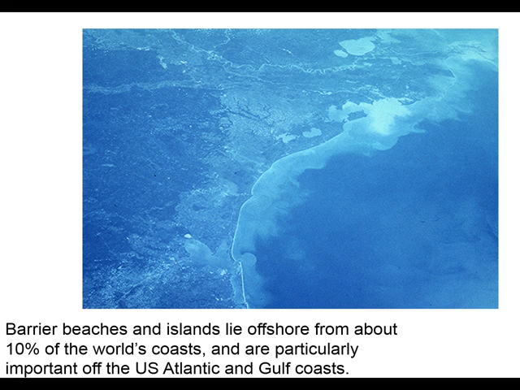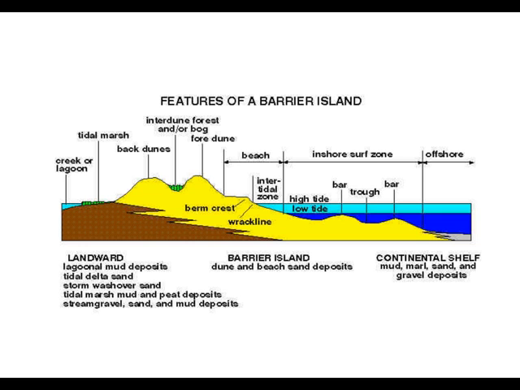But barrier islands and beaches are not tremendously common in most areas of the world. They're offshore of about 10% of the world's coast, but they are particularly important off of the U.S. Atlantic coast, particularly the lower part of it, and the Gulf Coast. And around the northern rim of the Gulf, barrier islands are the norm rather than the exception.